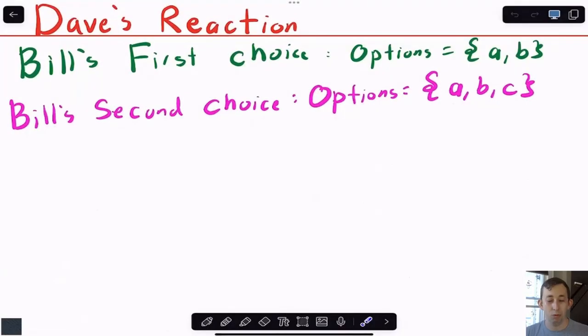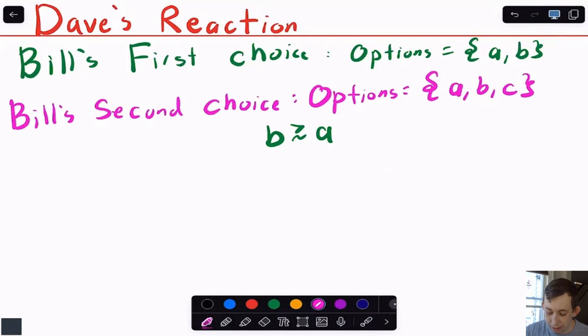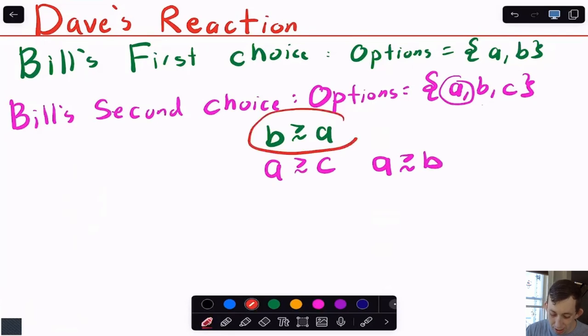The basic idea of WARP is just being internally consistent. The weak axiom of revealed preference is just to be internally consistent. Mathematically, in the first choice, Bill had two options, apple and berry, which I'll call A and B. He said that berry was weakly preferred to apple, so he picked berry over apple. When Bill made the second choice, he had three options, apple, berry, or cherry, and he decided to pick apple. Of course, he's saying that apple is better than cherry. That's not the issue. The issue is that by picking apple out of this choice set, he said that apple was preferred to berry, even though before he had just said that berry is preferred to apple.